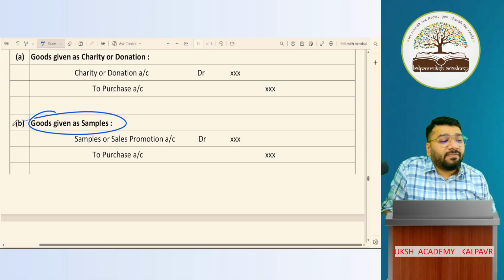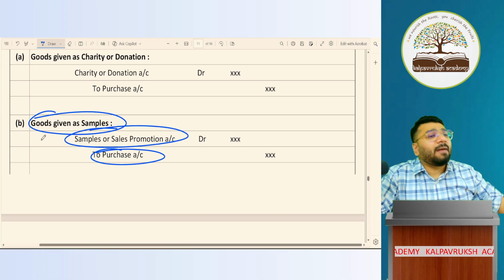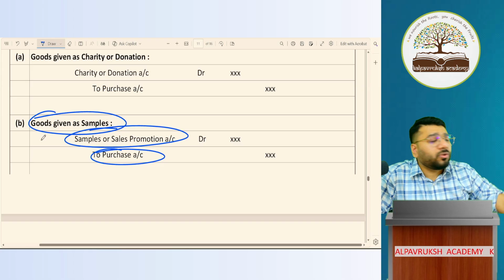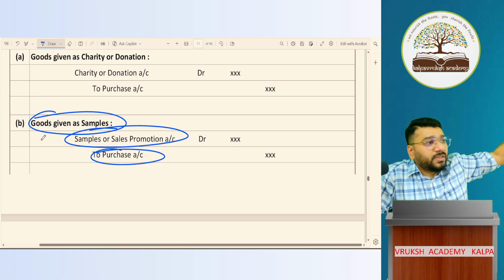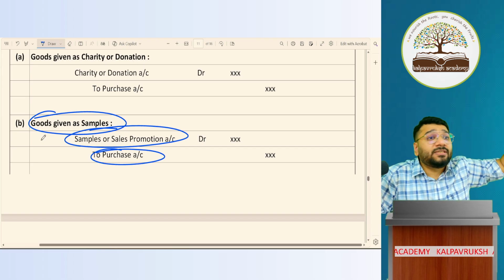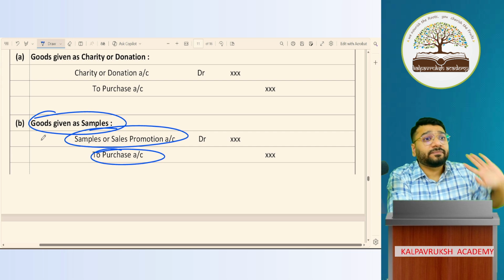So when goods are given as samples in the business, you'll reverse the purchase and record that in the sample account or sales promotion account or business promotion account or advertisement expenditure account. Got it, not got it? This is there in your syllabus. Questions are there. The explanation is nowhere there in the ICA model. Got it, not got it? That is what I'm trying to give.